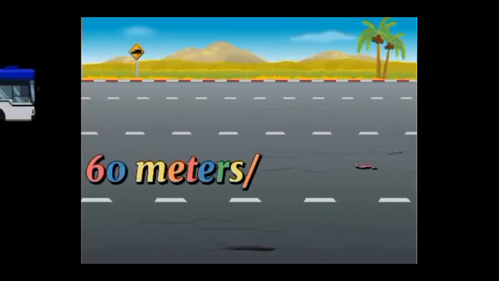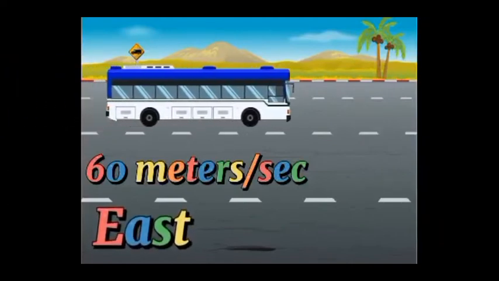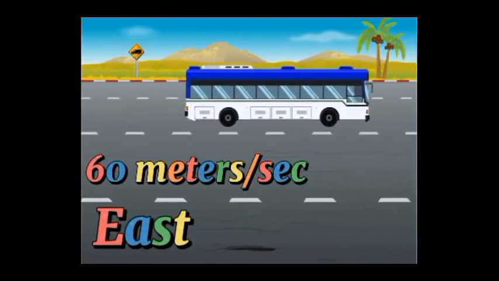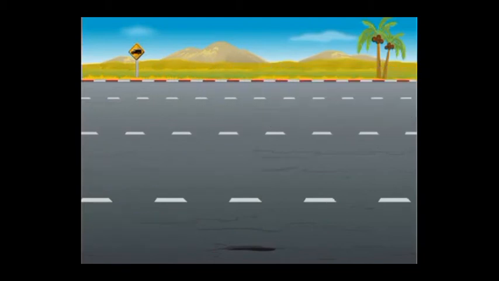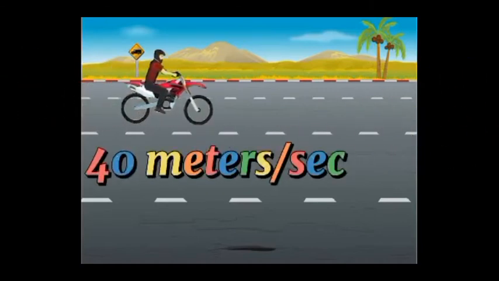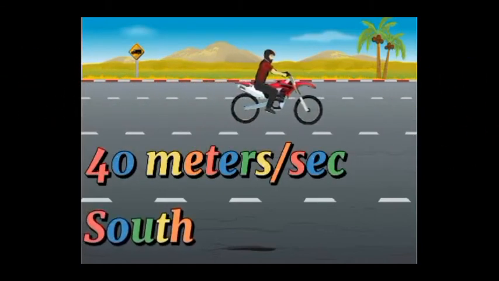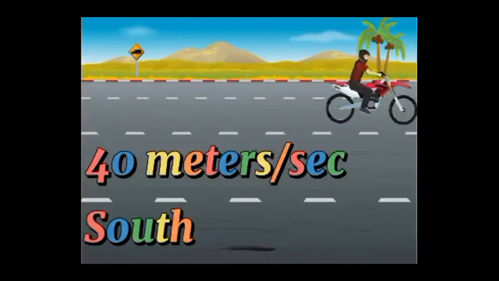The bus travels 60 meters per second to the east. 60 meters per second is the magnitude, and the direction is east. Lastly, the motorcycle moves 40 meters per second to the south. 40 meters per second is the magnitude, and the direction is south.